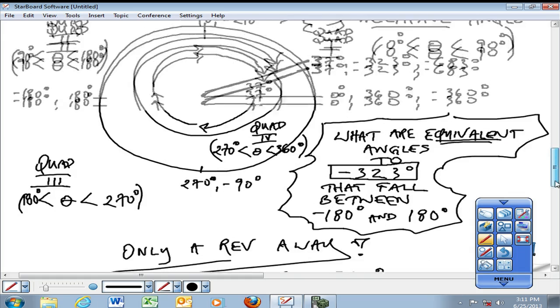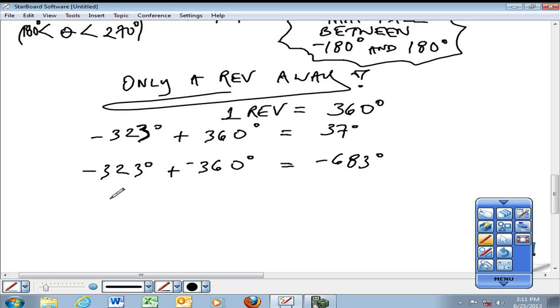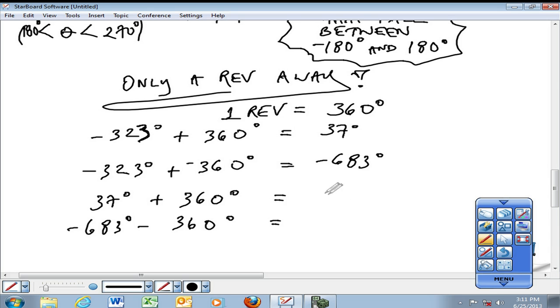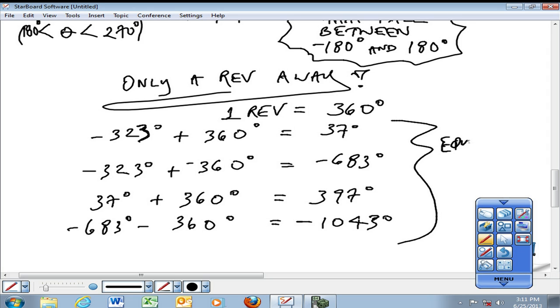But of course, the fun never ends. You could continue on and say, hey, if I take 37 degrees and add another revolution, or if I take negative 683 degrees and subtract another revolution, you're going to get other equivalent angles: 397, which is 37 degrees plus a revolution, or negative 1043. Again, all of these are equivalent angles.